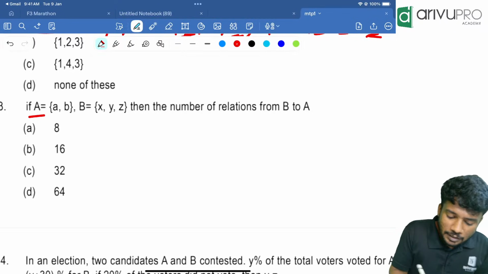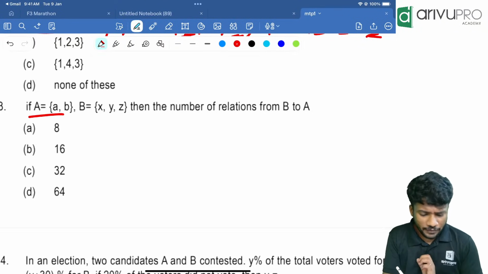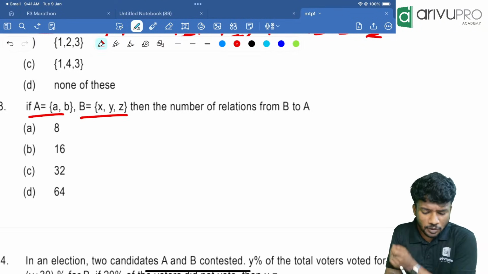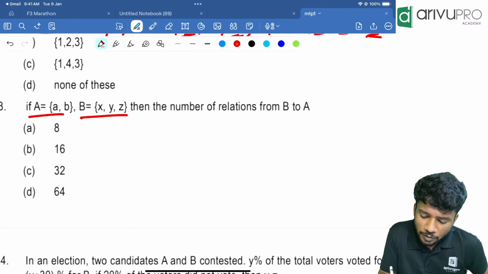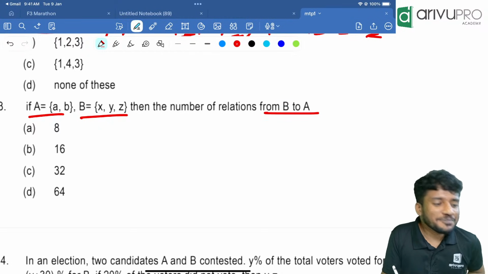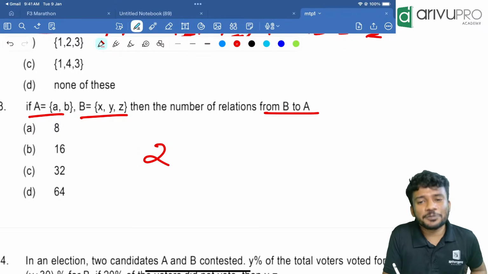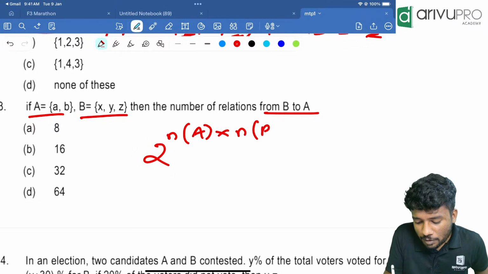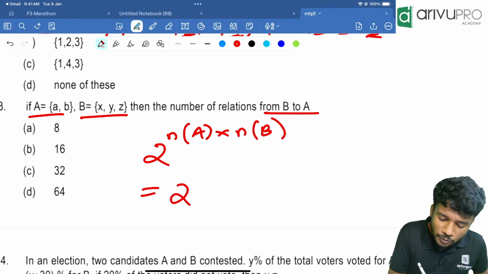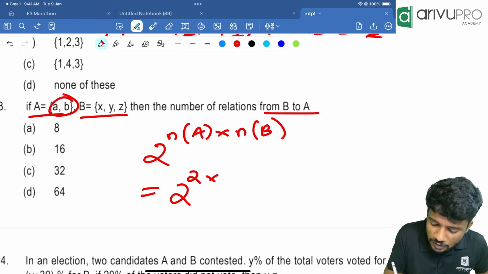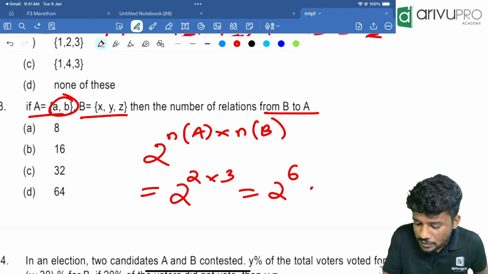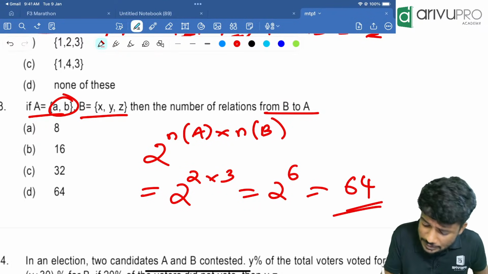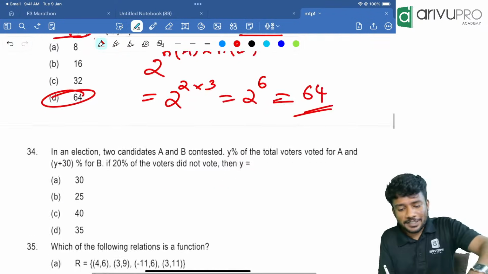Okay. If A is equal to set of A comma B, B is equal to set of X comma Y comma Z, then the number of relations from A to B. What is the formula for number of relations from A to B? 2 raised to number of elements in A into number of elements in B, which is equal to 2 raised to 2 into 3, which is equal to 2 raised to 6. 2 raised to 6 is how much? 64 is your answer. Option D is your answer.